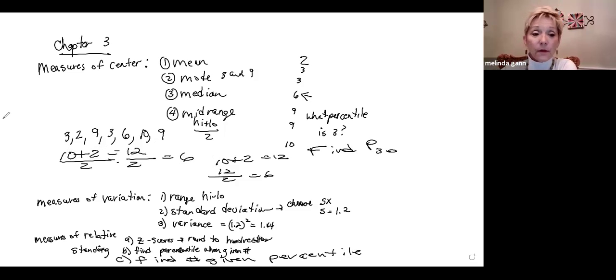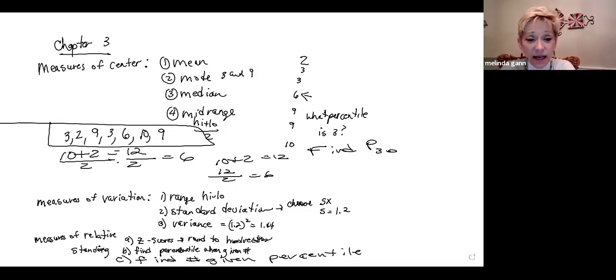So you have to be able to do all that for a list of numbers. You've got to be able to find me the mean, the mode, the median, the mid-range, the range, the standard deviation, the variance, the z-score for like the number 6, what percentile is 3, and find me P of 30. All from a list of numbers. So make sure you can do every one of those things.